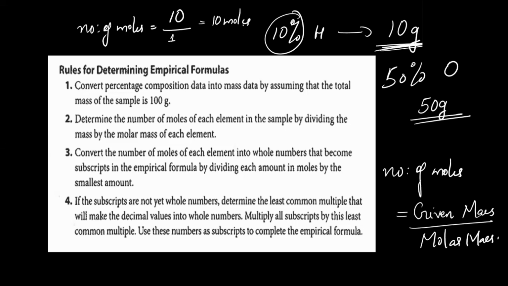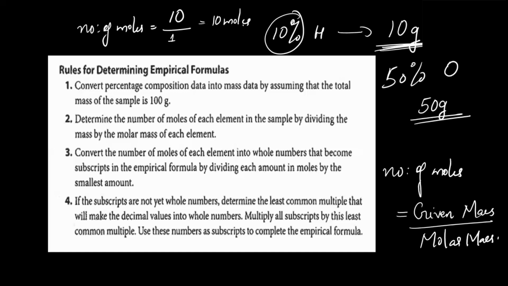And after that, you have to divide completely with that lowest number all the numbers of moles. You will be getting somewhat whole numbers. So that is, convert the number of moles of each element into whole numbers. That becomes the subscript in the empirical formula, by dividing each amount in moles by the smallest amount. You have to take the smallest amount from the moles and divide all the numbers of moles with it. You will be getting some whole numbers.